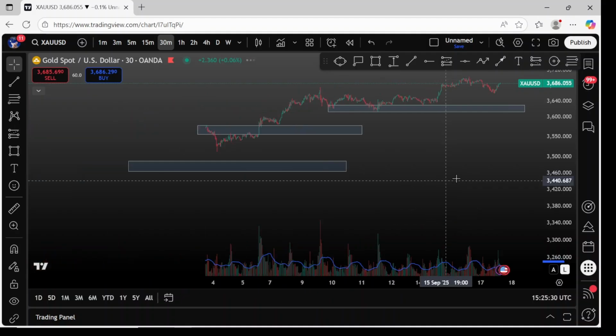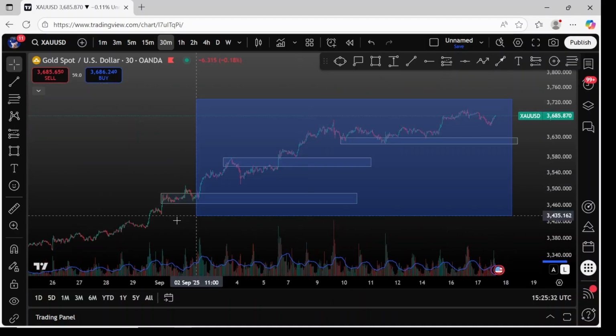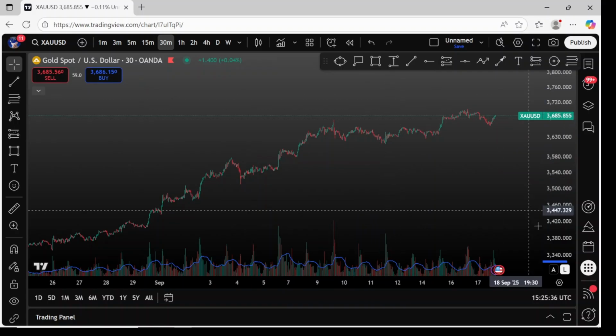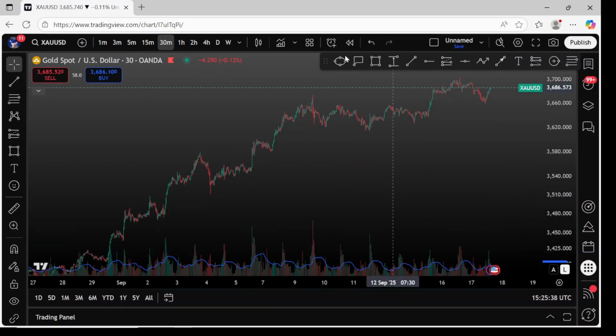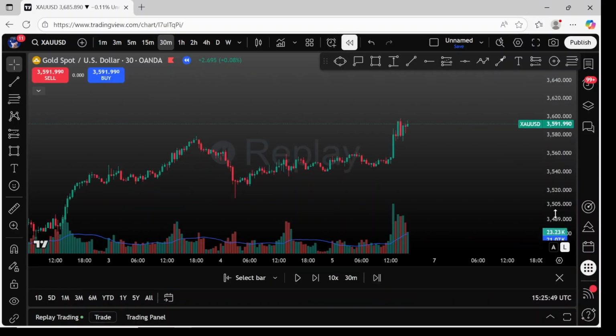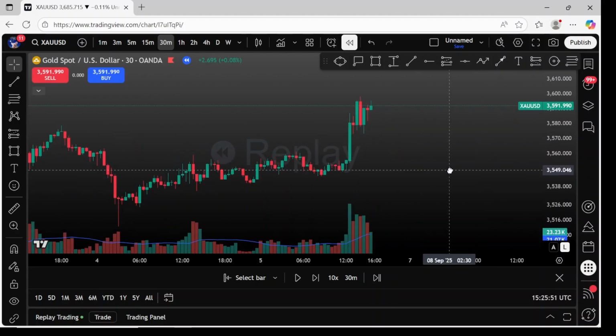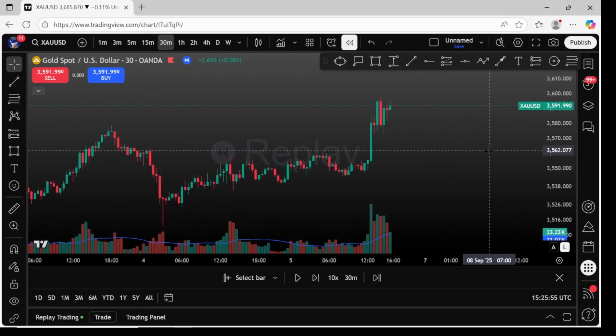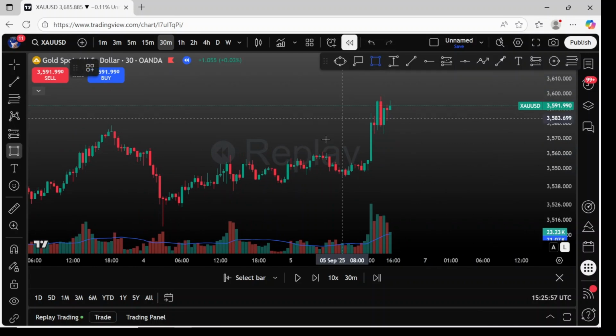So first things first, what exactly is an order block? An order block is a price zone where large institutions, what we call smart money, placed massive orders to move the market in a certain direction. When price returns to this zone, it often reacts strongly because there are still unfilled orders or liquidity left behind.